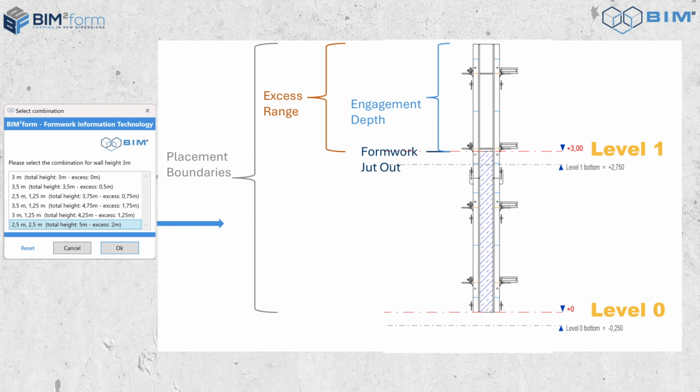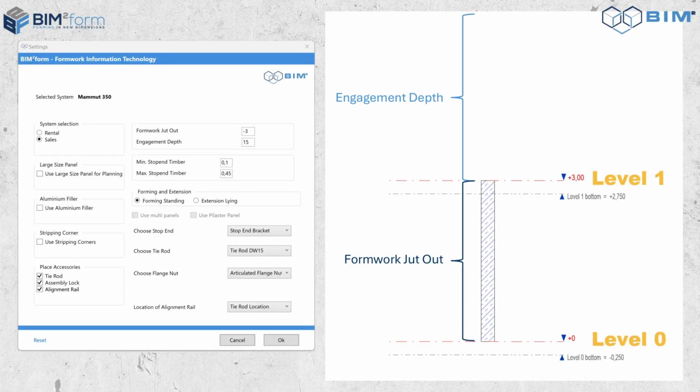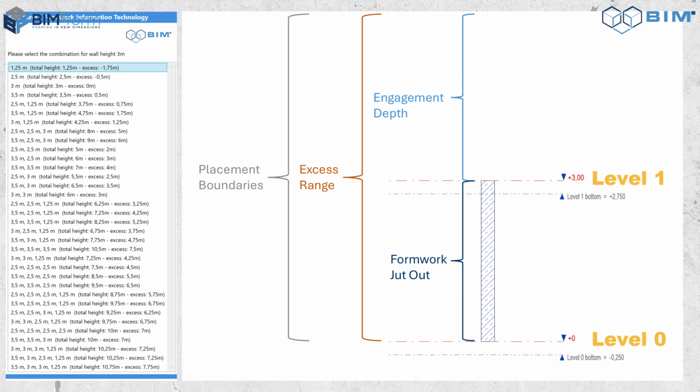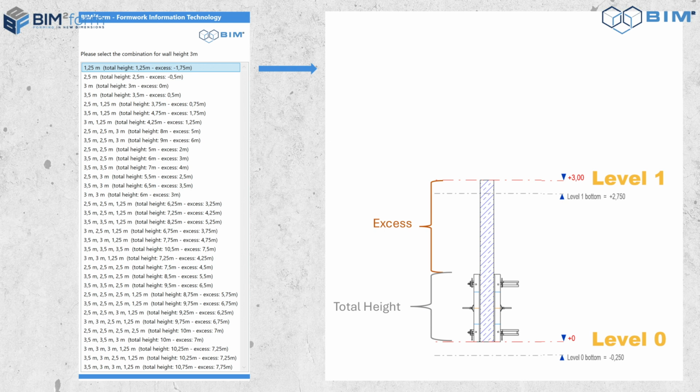Let's push this concept further. Look at the image where formwork jutout is set to -3 meters and engagement depth to 15 meters. This creates a massive range for BIMterform to calculate. The generated configurations will extend from 3 meters below the top edge all the way to 15 meters inward. This flexibility is particularly useful for complex designs where you need to account for excess formwork or special placement boundaries.